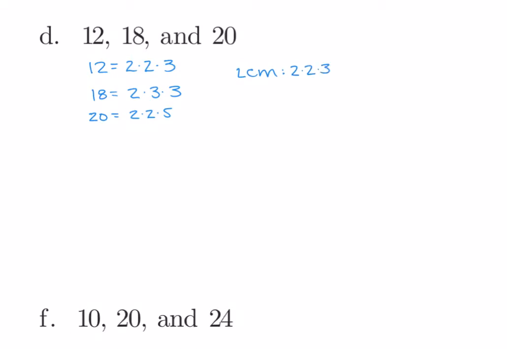I'm going to put all of my factors for 12 in my LCM. And then I'm going to go down to 18. Now, if it's already there, we're going to skip it. If it's not, then we include it. So for instance, for 18, do I have a 2 in my LCM? Yes, we do. So I'm going to go ahead and ignore this one.